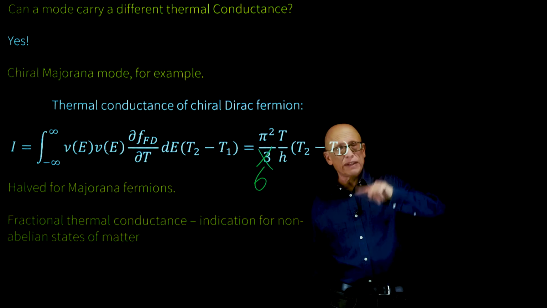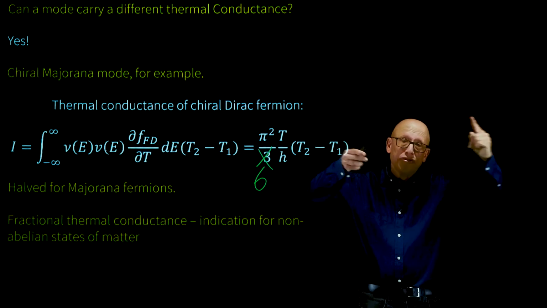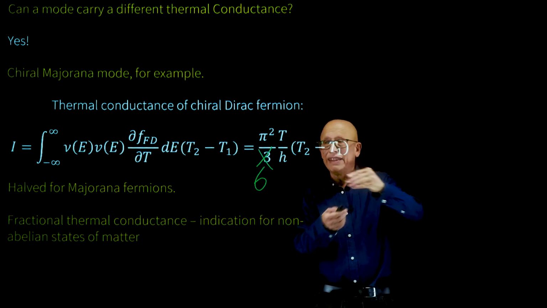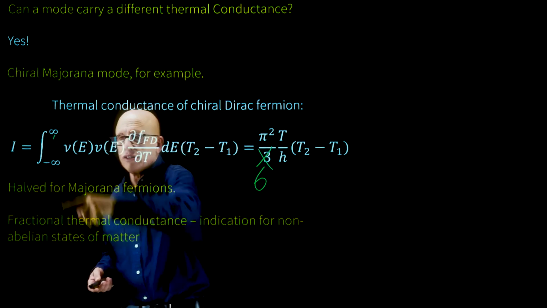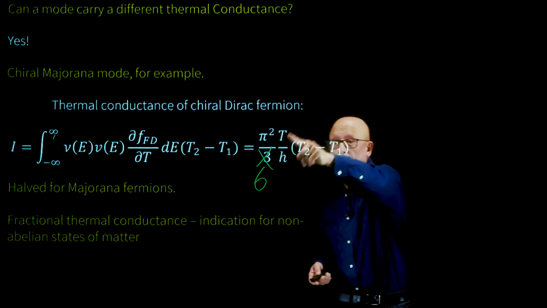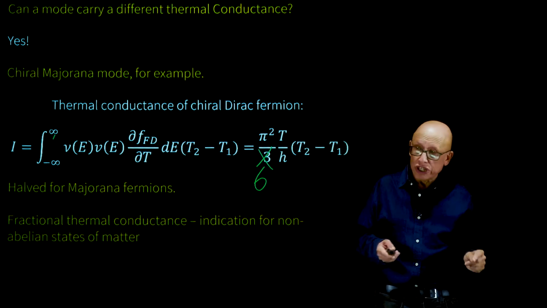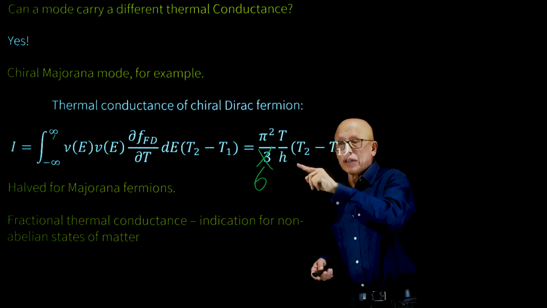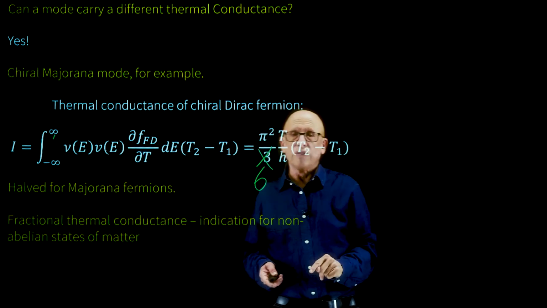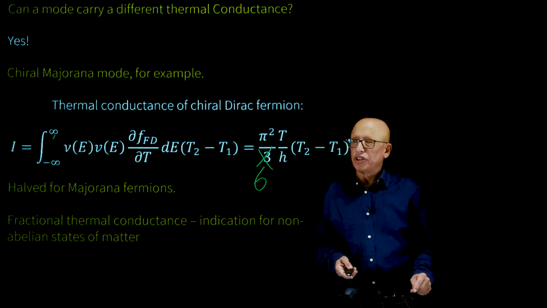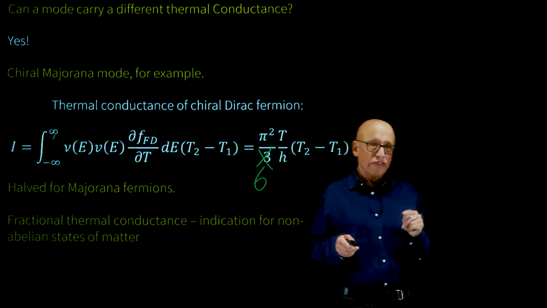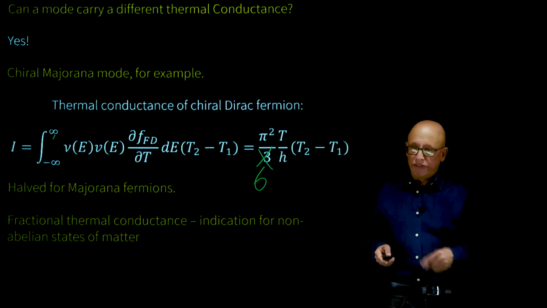And the reason for that is that Majorana fermions, in some sense, are half fermions, in the sense that this integral going from minus infinity to plus infinity should, for Majorana fermions, go only from 0 to infinity. So the thermal conductance is halved. More generally, fractional thermal conductance, whenever you have a thermal conductance that's a fraction of this pi squared over 3 in the units of T over h, whenever that happens, that's an indication for a non-abelian state of matter, and those will be discussed further on.